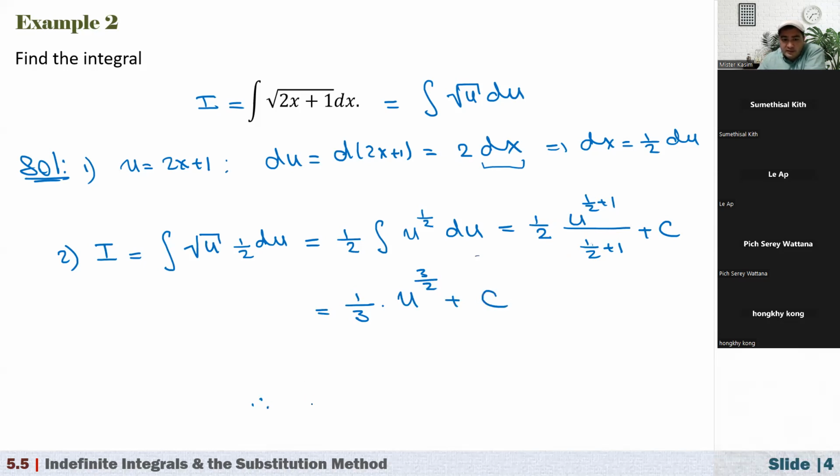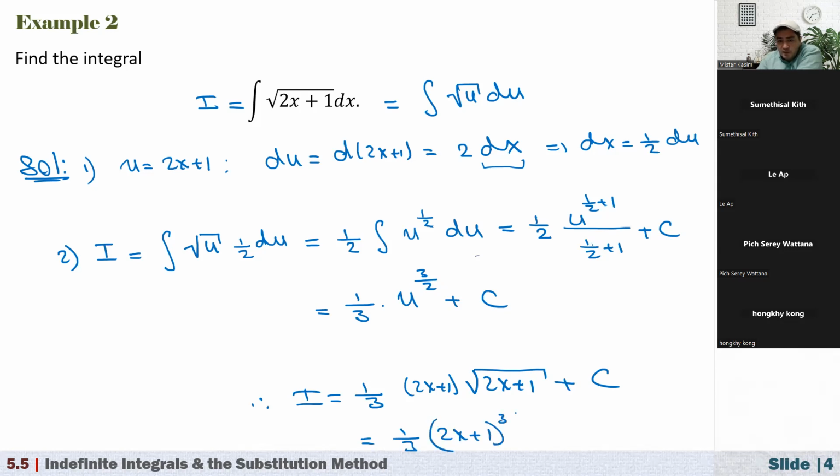So the given integral is equal to 1 over 3, and here we have 2x plus 1, right? I can just write it as 2x plus 1 times the square root of 2x plus 1 plus c. Or you can just write it as 2x plus 1 to the power of 3 over 2 plus c. Also, it's fine. Also, you can just write it as 1 over 3 and 2x plus 1 to the power of 3 over 2 plus c.